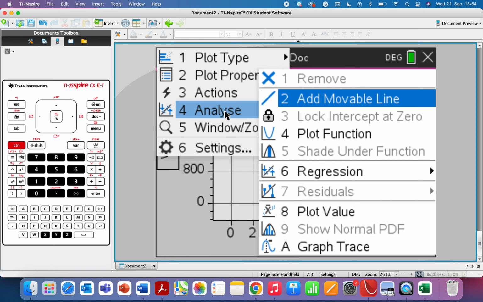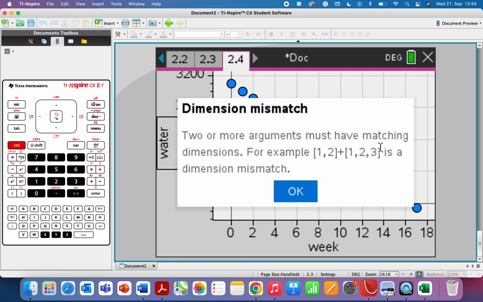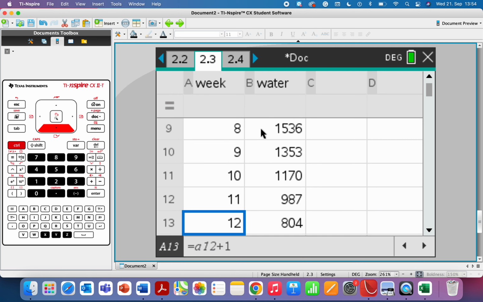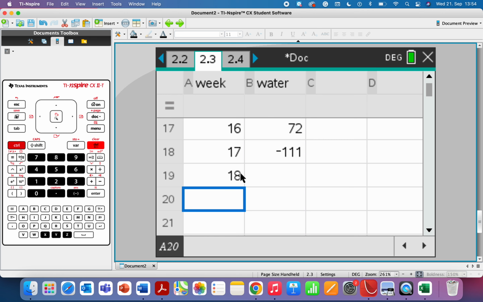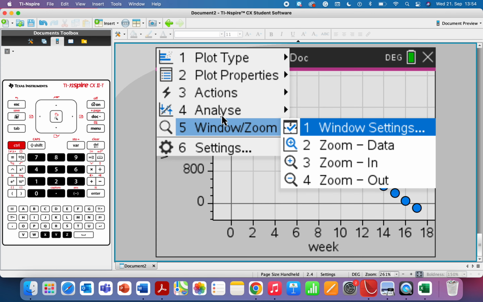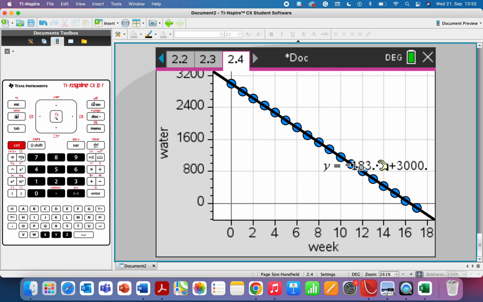Menu, analyze, regression, linear regression, and it says two or more lists of matching pairs. So if you get this, it's probably because when we go back to our spreadsheet page, we have to have matching pairs, right? We have to have the same number of x and y variables, and I think, there, look, if we just delete the 19 and delete the 18, let's go back to the graph, all right? Menu, analyze, regression, linear, and there it is.